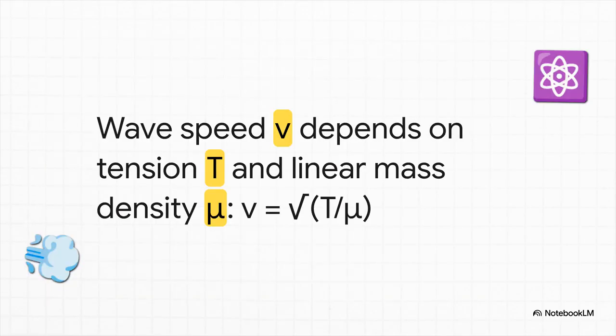So you might be wondering, how fast is that wave actually moving along the string? Well, physics gives us this really clean, simple rule for it. The speed, which we call v, is just the square root of T over mu. Now, T is simply the tension, how tight the string is. And mu, that's the Greek letter mu, is what we call linear mass density. That's just a fancy way of saying how heavy or thick the string is. So here's the key takeaway. The speed of the wave really only depends on those two things, how tight you pull the string and how heavy it is. That's it.